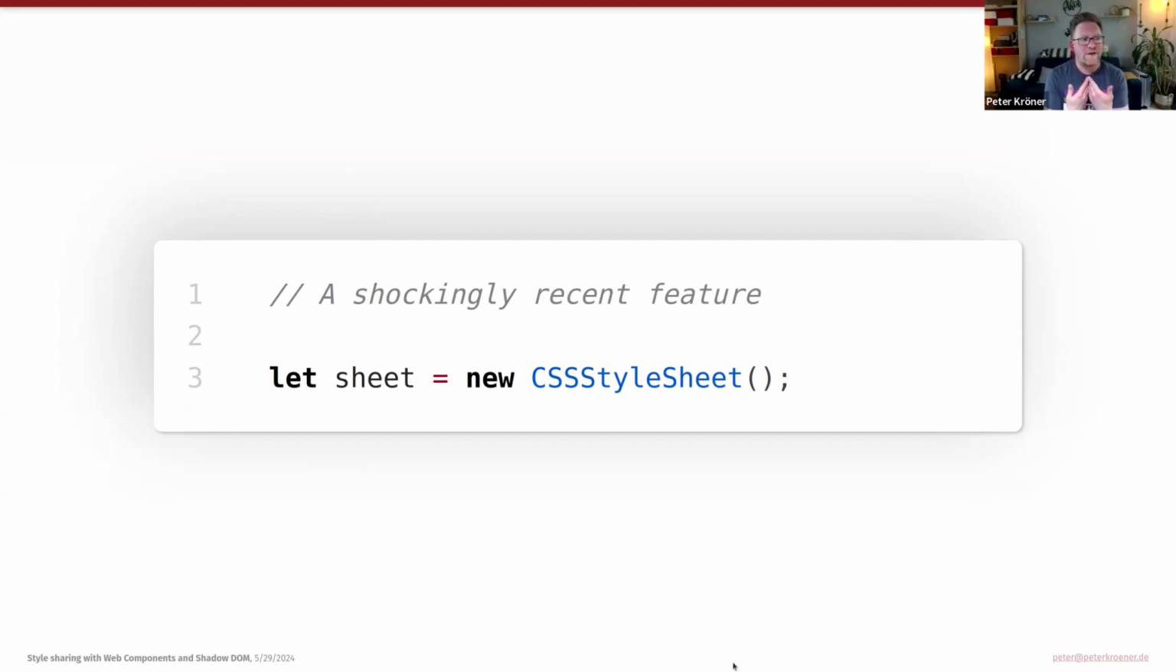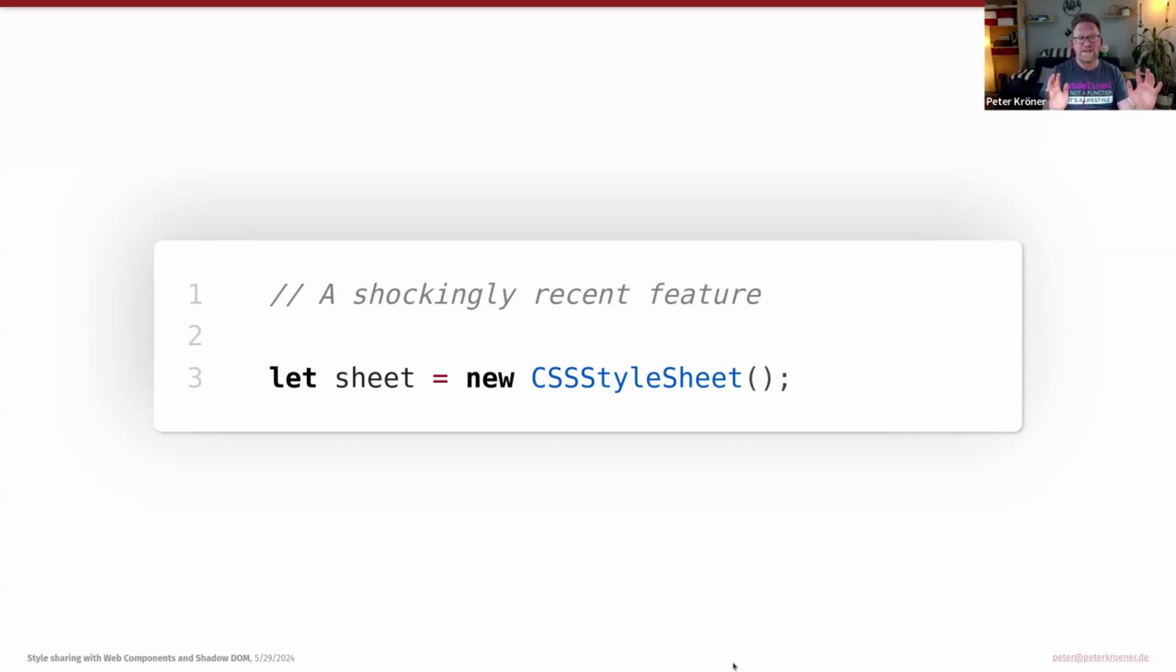This is rather shocking how recent this feature is. There were, of course, ways to create style sheets from JavaScript, but they all involved creating an HTML style element and then picking the sheet property from this element. And even if you did this, which is really inconvenient, the resulting style sheets had certain disadvantages that this guy doesn't have.